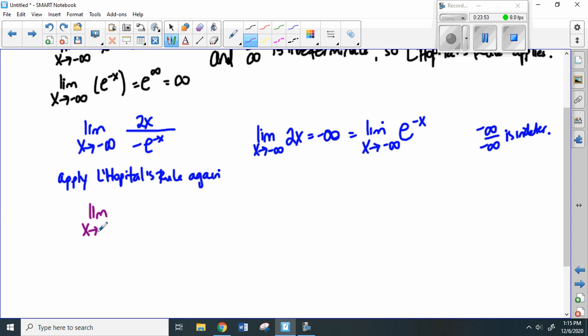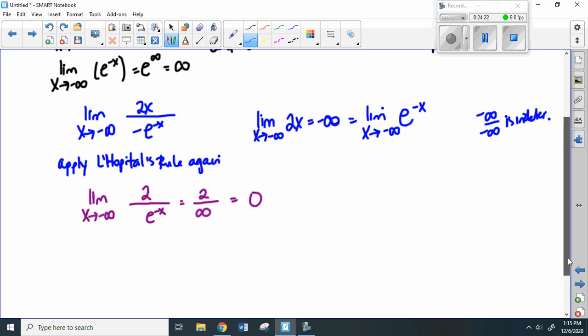Which is still not a quotient rule. We take the derivative of the top, separate from the derivative of the bottom, and 2 negatives make a positive here. And now direct substitution gives me 2 over infinity, which is not indeterminate, but I do need to remember that that is 0.